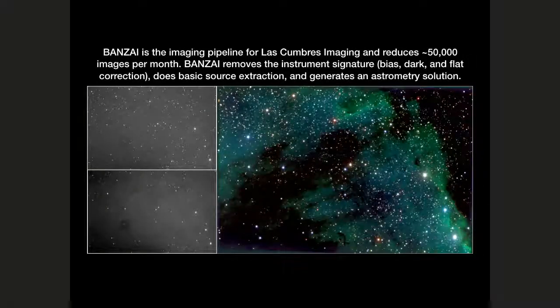So what is our Bonzai pipeline? Well, really, it's an image reduction pipeline. This projector doesn't do a great job of showing it, but it really is about removing the instrument signature. So you have raw data, and then we can combine it into a nice composite color image. Nothing too crazy, but we do produce astrometry. We do a basic source extraction, so we have some estimate of the image quality and a few things like that.